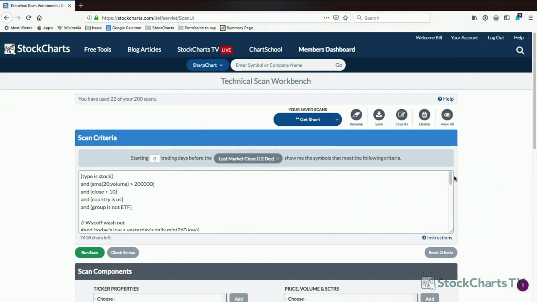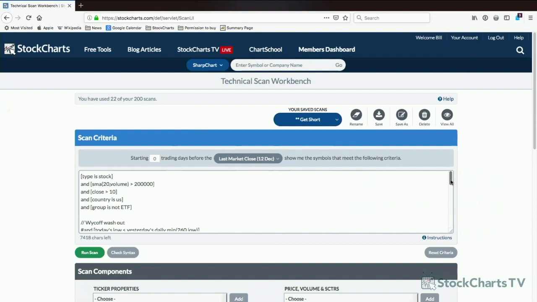What I've got here is a scan that's got a base at the top. I'm going to be looking for stocks that have about 200,000 shares a day. I want something with a lot of volume, because you want something that's fairly liquid, because if you have to get in and out quick, you don't want the thing moving on you. We're going to go for stocks over $10. I'm going to limit it to the US.